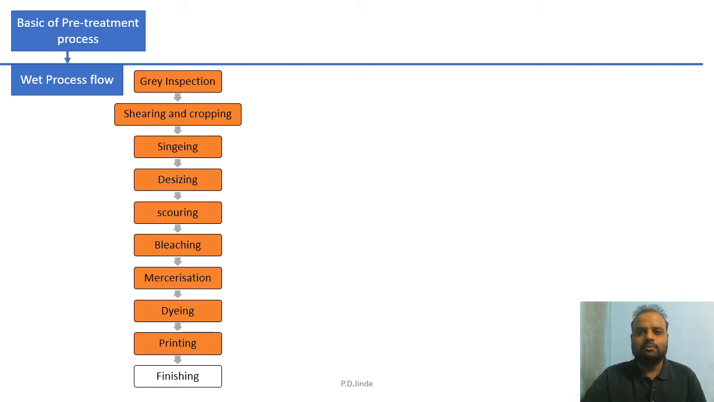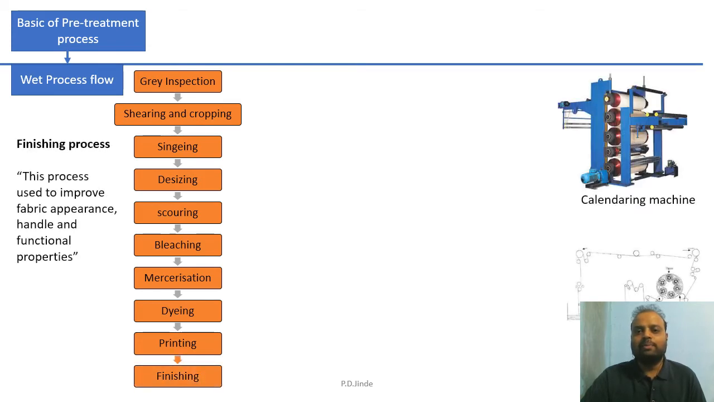The last but not the least fabric treatment received in the wet process house is called finishing. This process is used to improve the fabric appearance, handle, and functional properties. There are various finishing treatments given to the fabric based on the requirement. But here, calendaring, sewing, and stentor machine is shown. So let's look at the video of stentor machine.